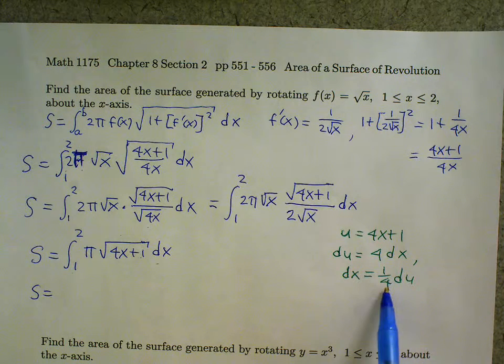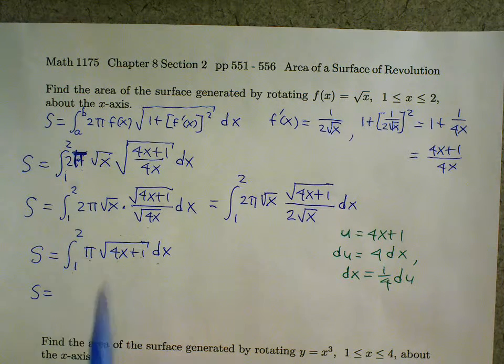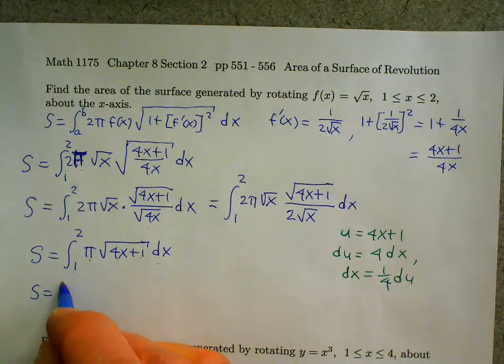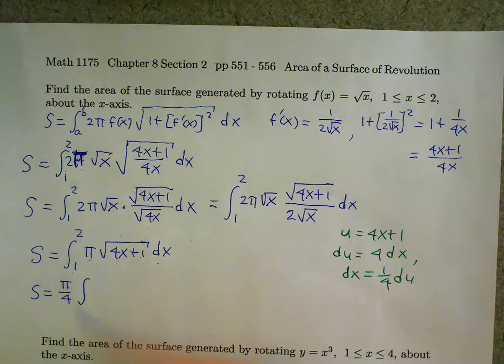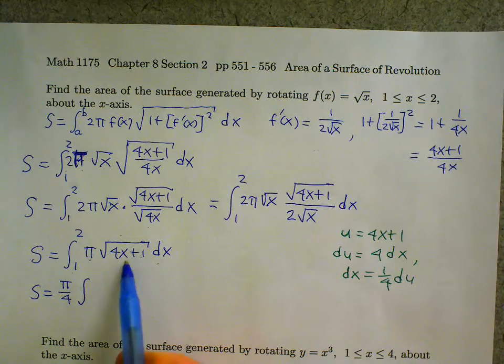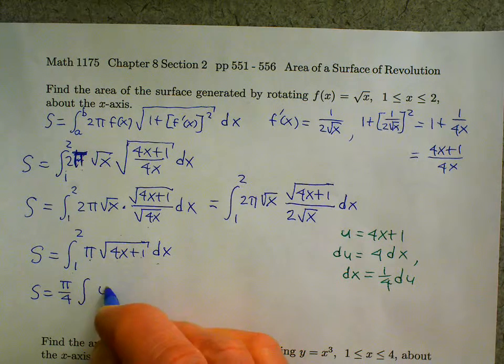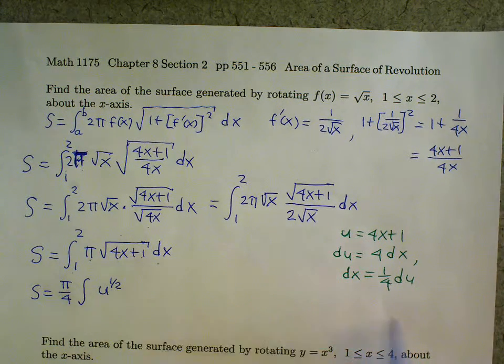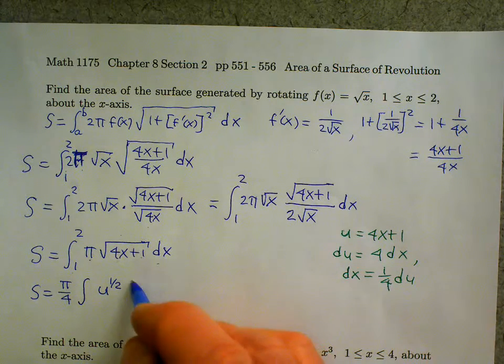Okay, so we're going to have a constant of 1/4. Pi is a constant, so I'll just bring the constant pi over 4 out front. And then instead of the square root of 4x plus 1, we have the square root of u. I'll write it as u to the 1/2, and then du.